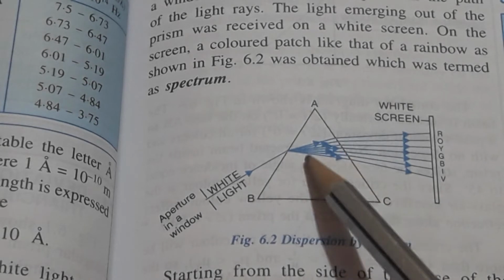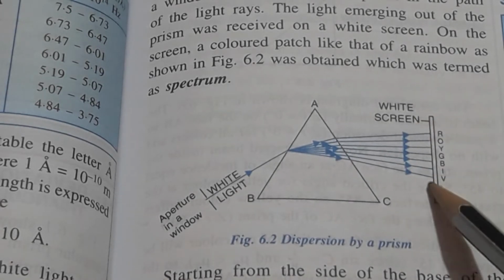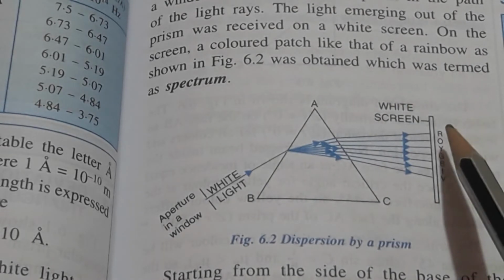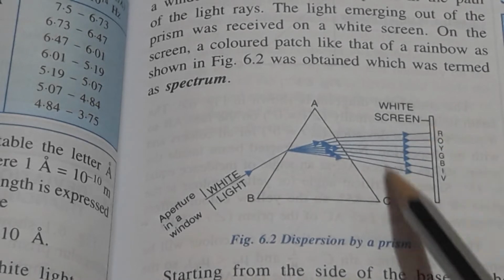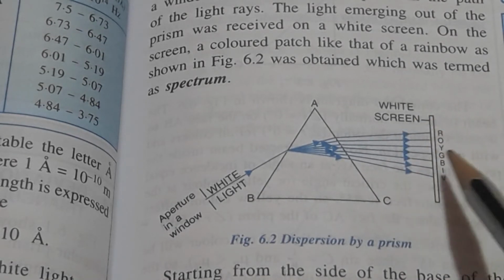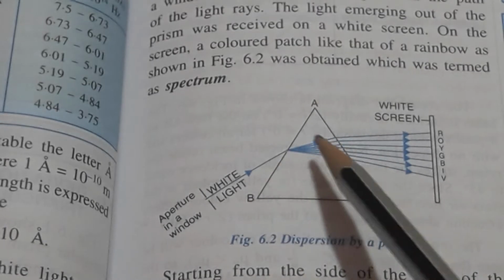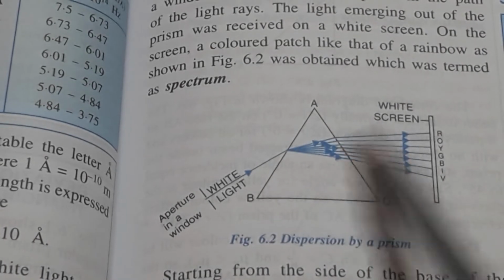And what is a spectrum? On passing white light through a prism, the band of colors seen on the screen is called a spectrum. There is a difference between spectrum and dispersion. The light fallen on the screen is called the spectrum, and the separation of different colors from the white light is called dispersion. I hope you understood.